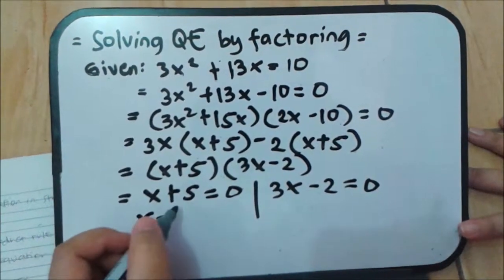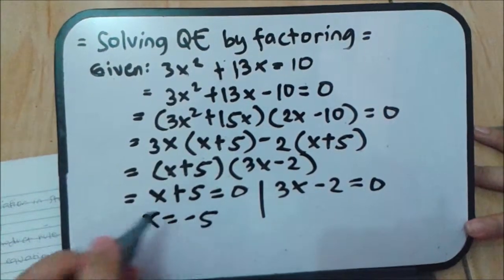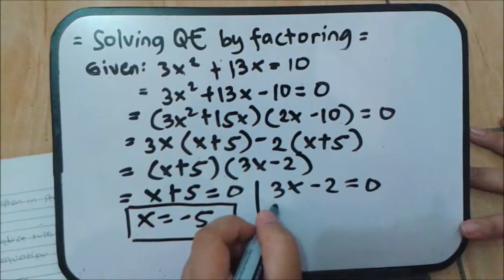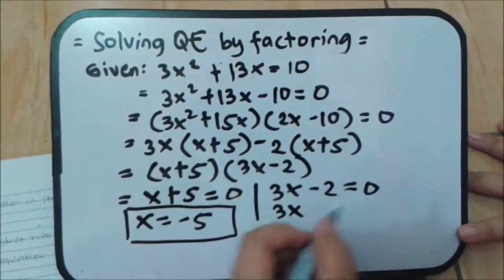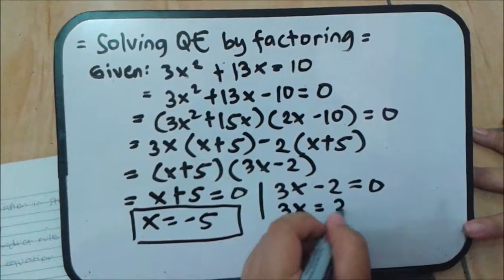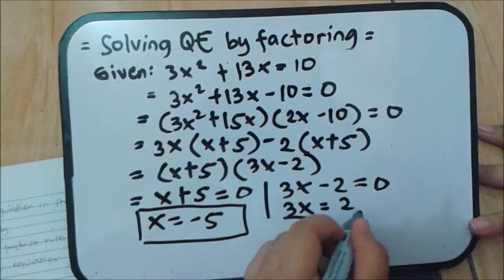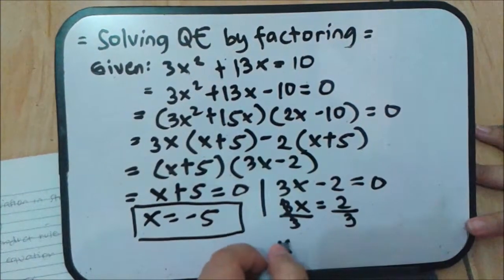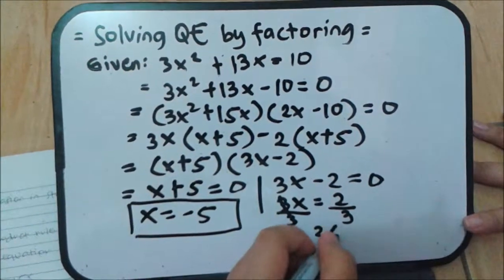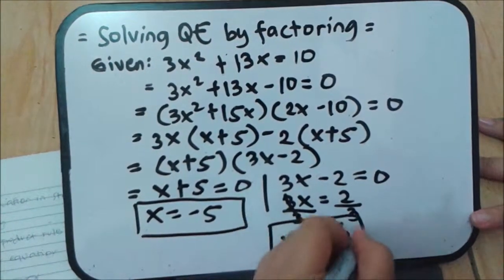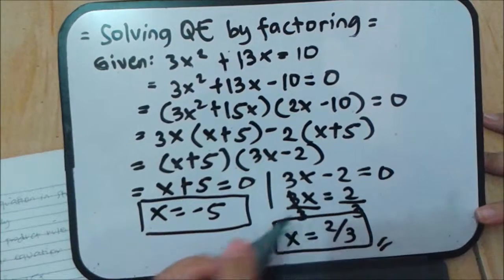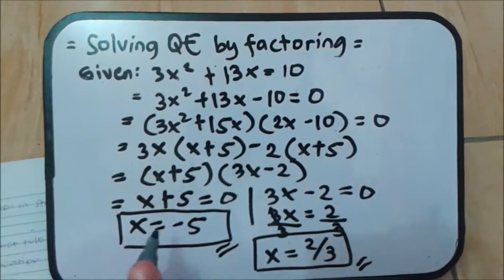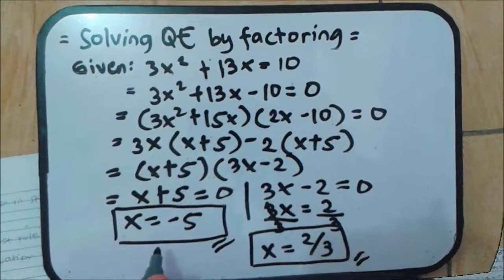Your x is going to be negative 5, and for 3x minus 2 equals 0, transposing negative 2, it's going to be 3x equals 2. Dividing both sides by 3, your x is 2 over 3. And this is how to solve a quadratic equation by factoring.